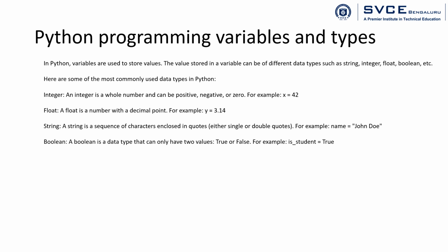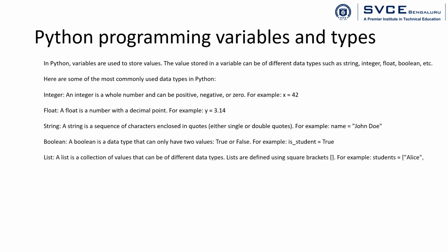List. A list is a collection of values that can be of different data types. Lists are defined using square brackets. For example, students = ["Alice", "Bob", "Charlie"].